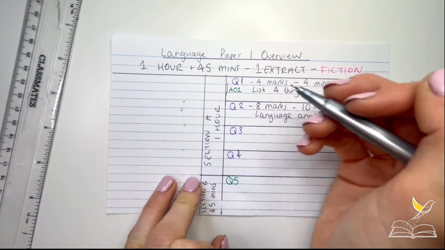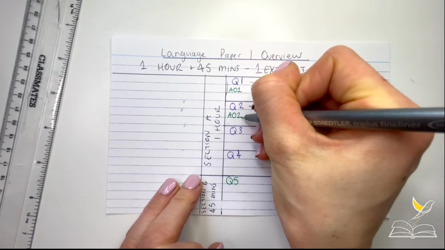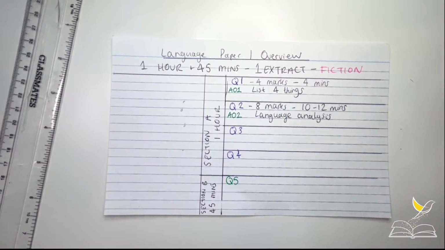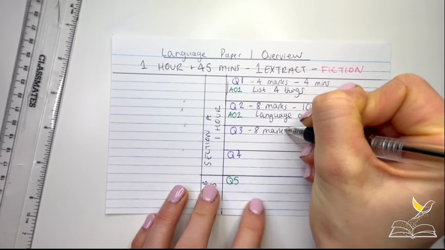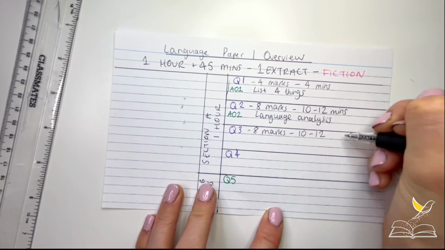So next to each question, as you can see, I'm noting down how many marks it's worth, how many minutes approximately I should spend on it, as well as the headline of exactly what to do in that question. So for question 1, it's list 4 things. Question 2, it's language analysis.